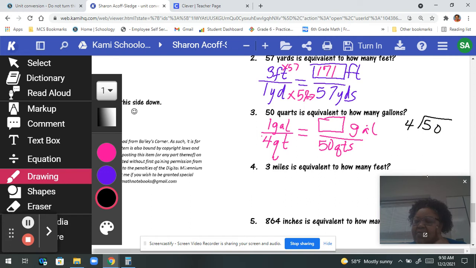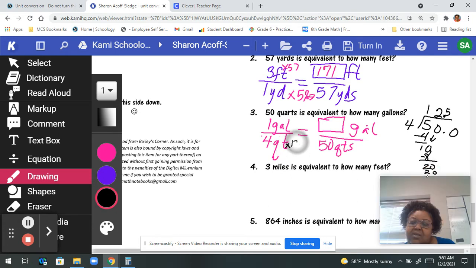4 goes into 5 one time. That's my division. Multiply, subtract, bring down. 1 times 4 is 4. Subtract. 5 minus 4 is 1. Bring down. 4 goes into 10 2 times. 2 times 4 is 8. We're not going to use remainders here. We're going to use a decimal. Subtract, bring down. 4 goes into 20. 5 times 4 is 20. And I end up with a 0. So 4 times 12.5 gives me 50.